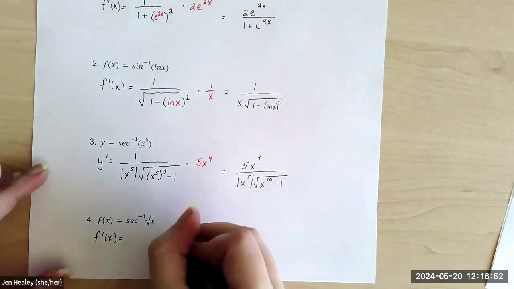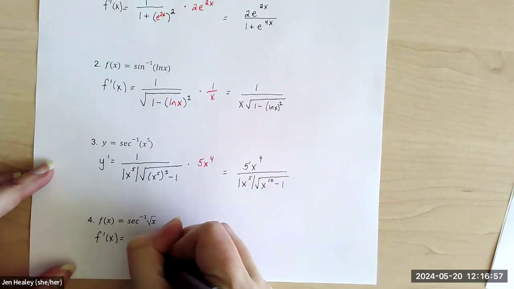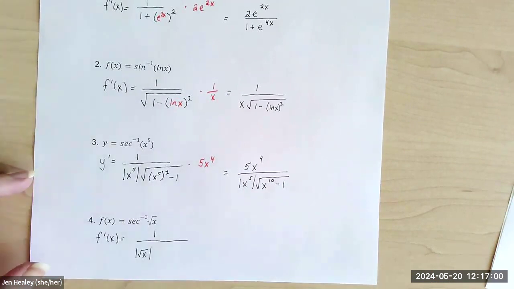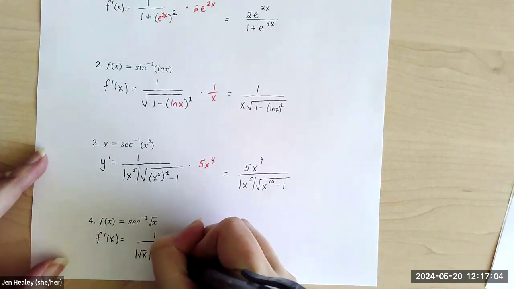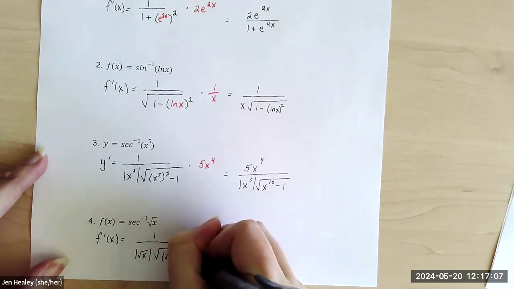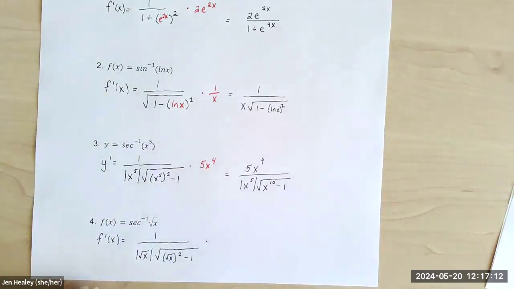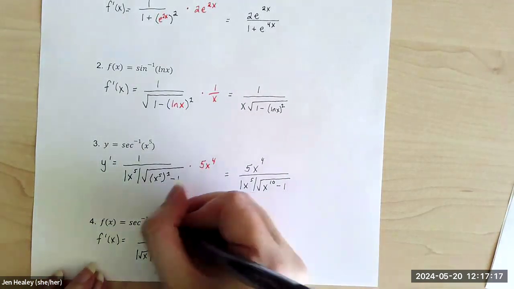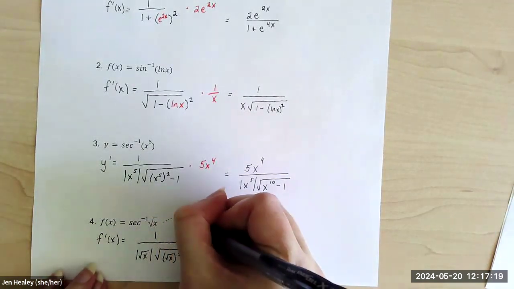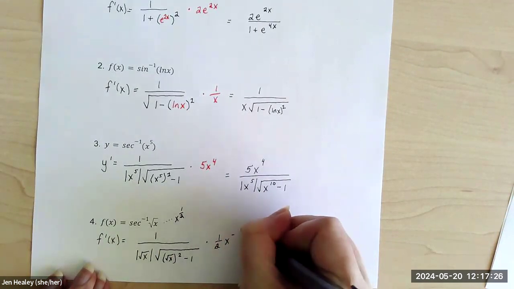So the same formula: 1 over the absolute value of the square root of x times the square root of the square root of x squared, which is just x. And then we're going to multiply by the derivative of the square root of x. If we remember that the square root of x is the same thing as x to the 1/2 power, then I want to do 1/2 x to the negative 1/2 power.